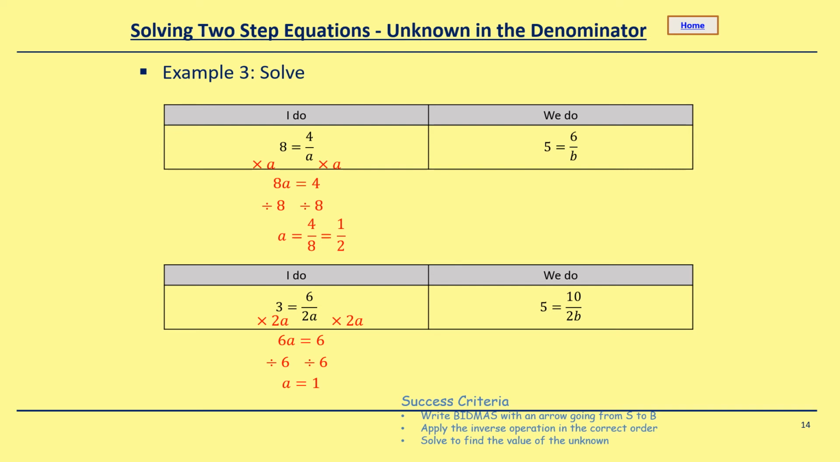So you pause the video now and you do the next two questions. Okay, ready for answers? Multiply by b. 5b equals 6, divide by 5. b equals 6 over 5, or 1 1/5. The second one we're going to multiply by 2b. 10b equals 10, so b equals 1.